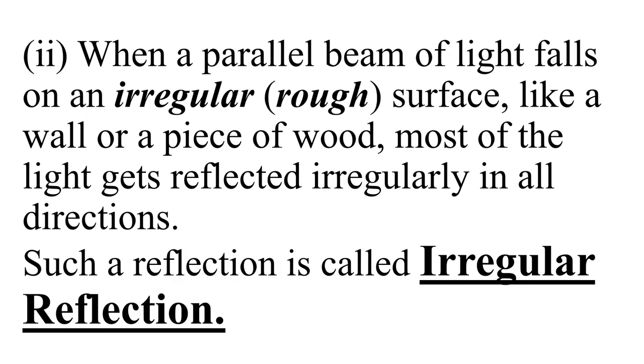Number 2. When a parallel beam of light falls on an irregular, that is, rough surface like a wall or a piece of wood, most of the light gets reflected irregularly in all directions. Such a reflection is called irregular reflection.